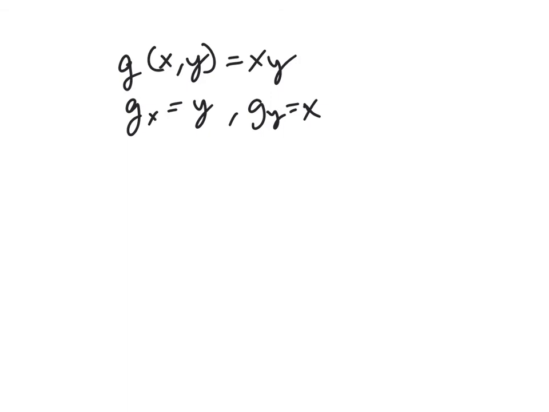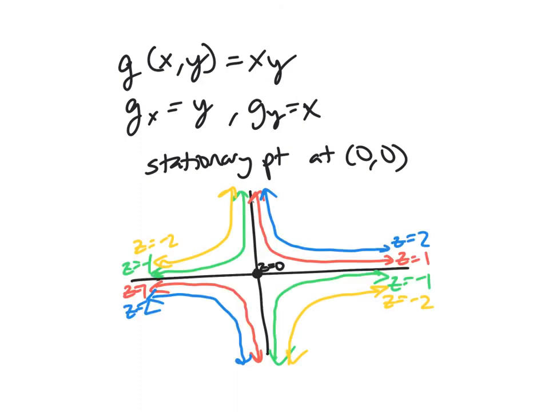Okay, so let's look at one more example here. In this case, gx is y, gy is x. So this one's very simple, right? Our only stationary point is, again, the origin. But is this a max or a min? Let's look at the level curves really fast. So the level curves look something like this.